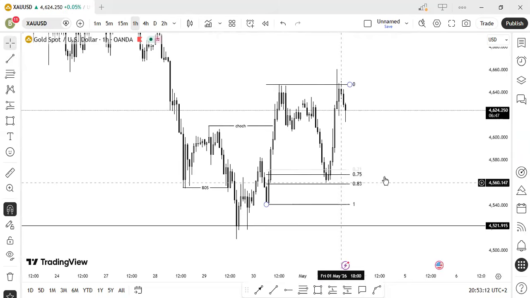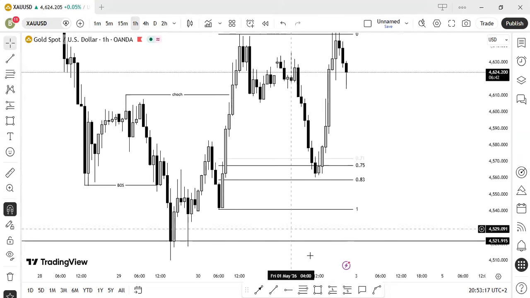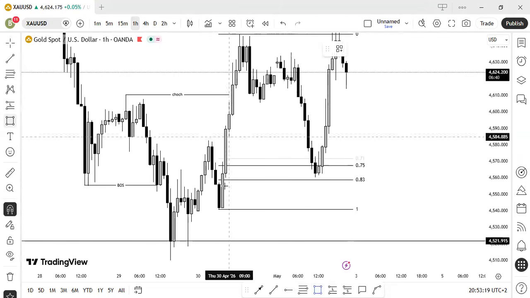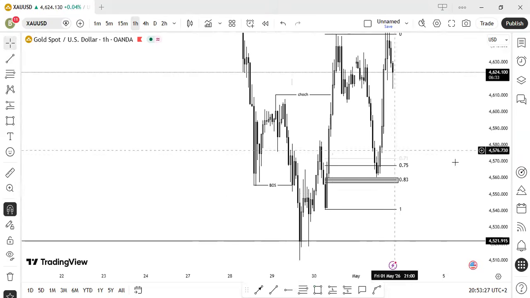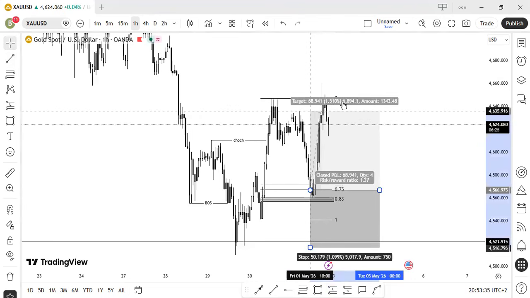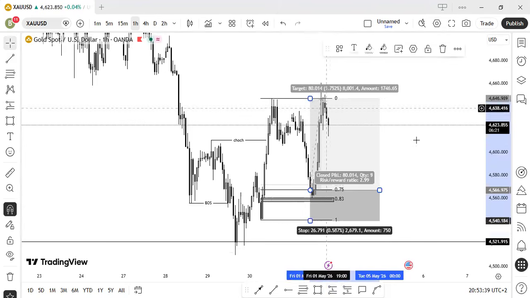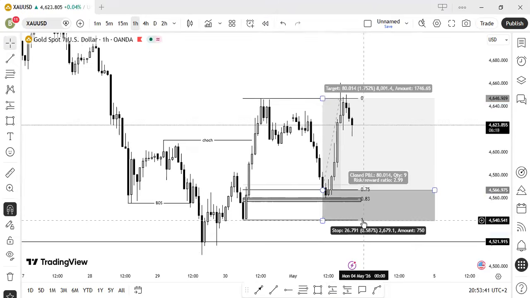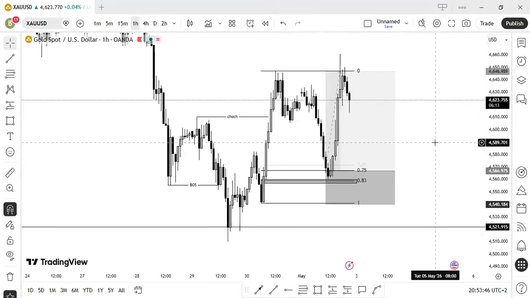And also for it to be an A plus setup, high probability setup, we want to see a fair value gap aligning with the fib, right? So we have this fair value gap right here, aligning with the fib. Very simple model. And then I took my entry right there, targeting those highs. That was a pretty simple trade. That was all there was to it.